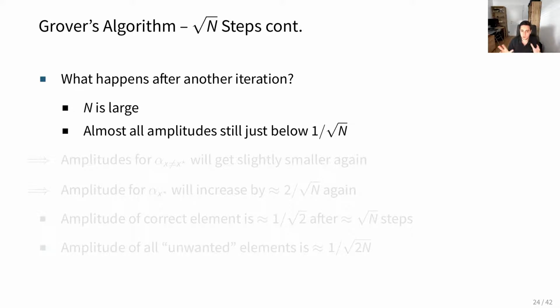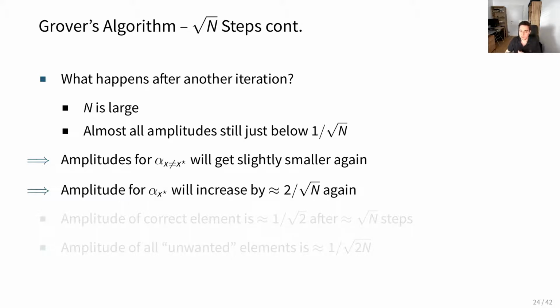So almost all amplitudes are still just below 1 over square root n. So again, we will have a slightly smaller amplitude for every wrong answer. And again, our correct answer will increase, but much more than the others decrease. That's the thing here about this algorithm.